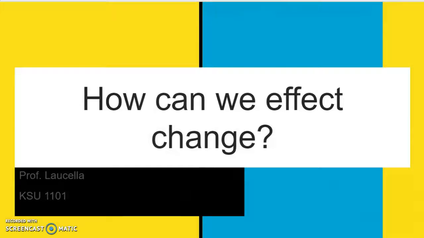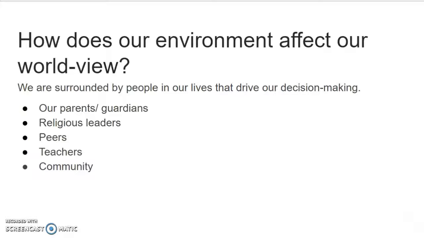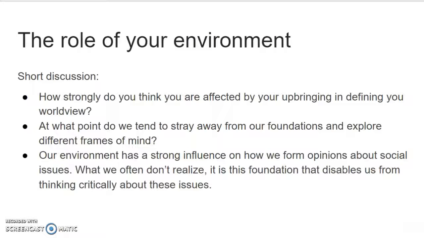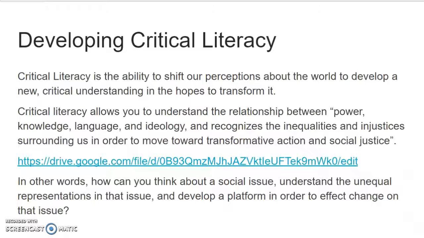So this is called Can We Affect Change? And it will begin by having students reflect on how their environment affects their worldview. So they will look at how parents, guardians, religious leaders, peers, teachers, and their community play a role in how they develop world perspective. They will look at a model that would help them understand this. And then they would do a reflective activity, a short discussion about how they think that their upbringing affects their worldview. Were there ever times that they start to stray away from their foundations and explore different frames of mind? Then we would talk about developing critical literacy and its importance.